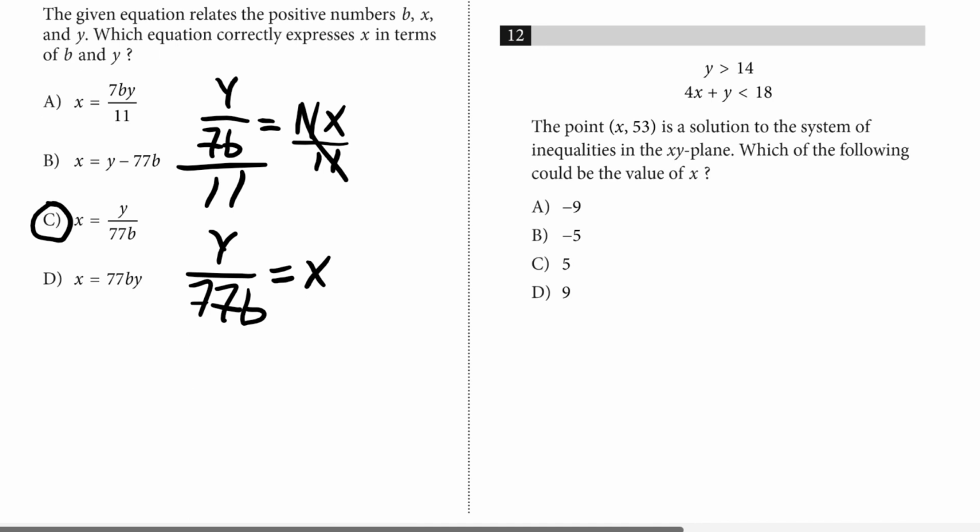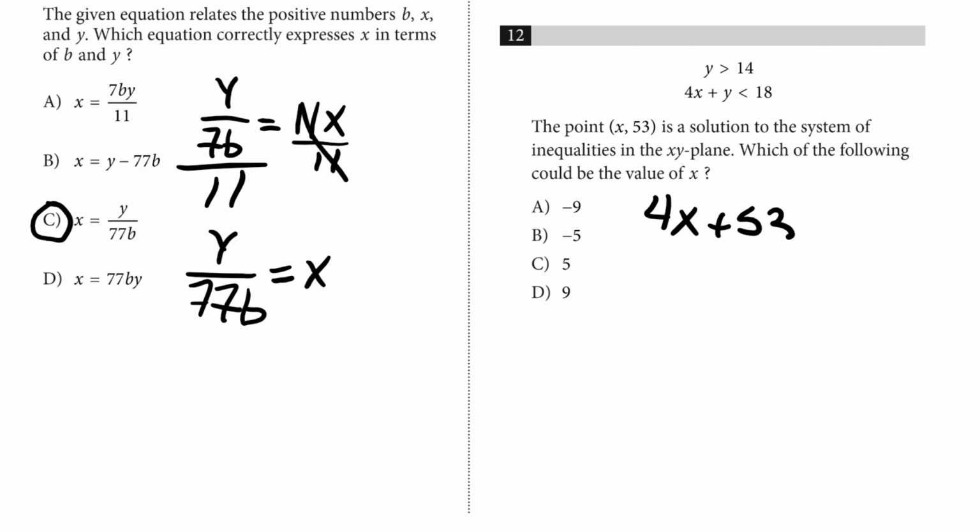Number 12. The point (x, 53) is a solution to the system of inequalities in the xy plane. Which of the following could be the value of x? What we're going to do is plug in 53 for y in the equation in the bottom. That will give us 4x plus 53 is less than 18. And now we're going to solve for x and see which one of these values makes the statement true.